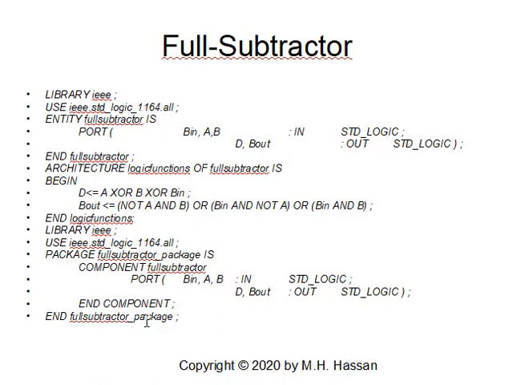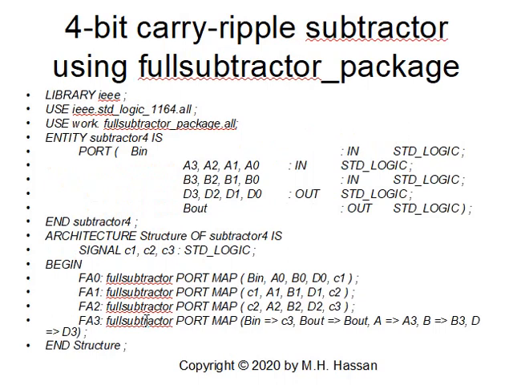Very easy approach. Also, I can use a 4-bit carry ripple subtractor using a full subtractor package. I will use work full subtractor package.all. I will link it. Entity subtractor 4. I have bn, borrow n. Then I have a 4-bit A number, 4-bit B number, 4-bit difference, and B out, which is the final borrow out. Okay. Then I will add the subtractor 4.